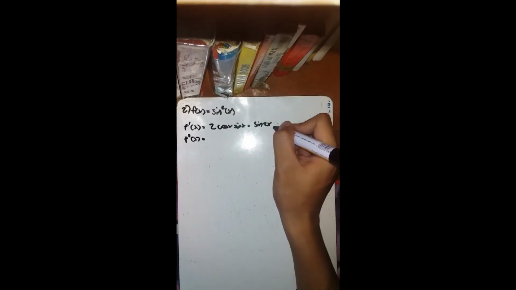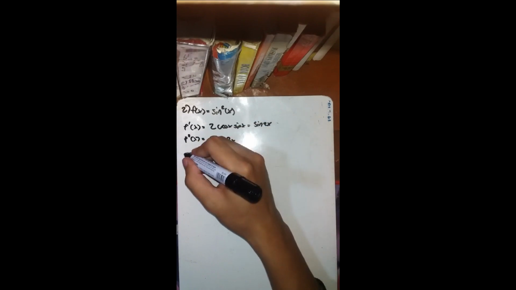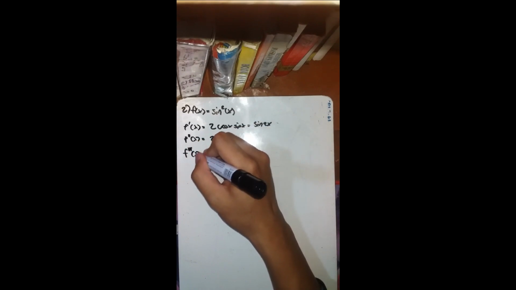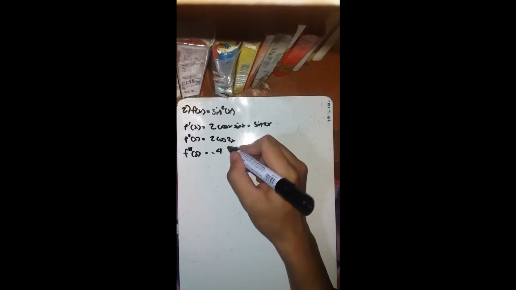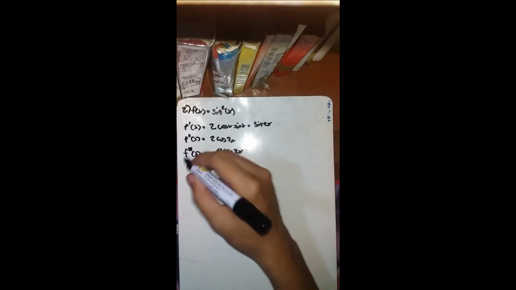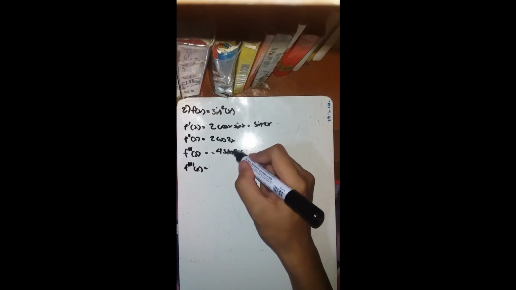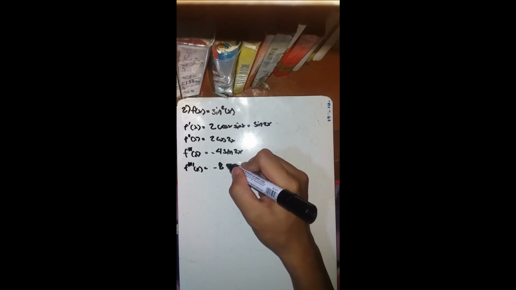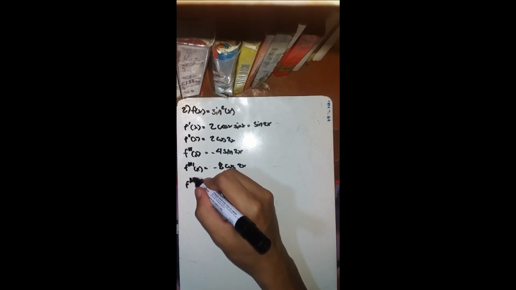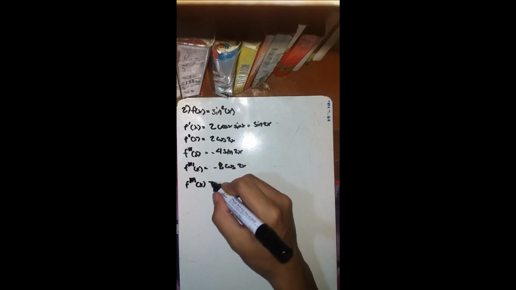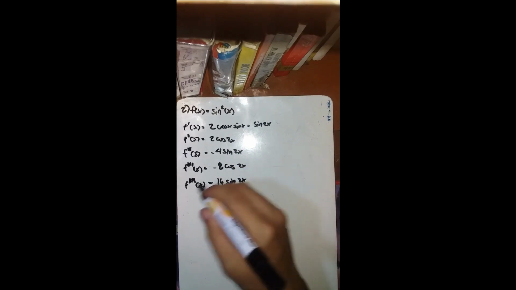Next is your second derivative. Using the chain rule, it's 2 cos 2x. For your third, using the chain rule again, it becomes negative 4 sine 2x. Your fourth, again chain rule, becomes negative 8 cos of 2x. Your fifth, again chain rule, will become 16 sine of 2x.